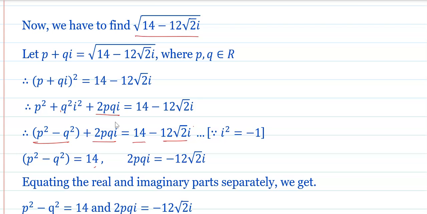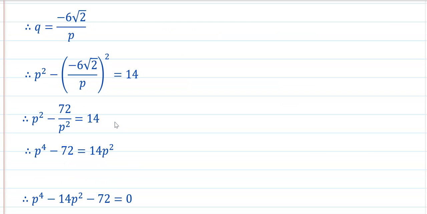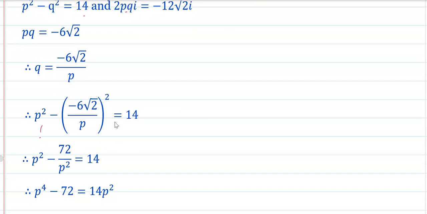Okay. Equating the real and imaginary parts separately, you will get p square minus q square equals 14, 2pqi equals minus 12 root 2i. Okay, if we divide by 2 here, i gets cancelled, then you will get pq is equal to minus 6 root 2. And what is q? q is equal to minus 6 root 2 upon p. Now we will put this value in this expression. We will get the quadratic in p square. That is, substitute here: p square minus (6 root 2 upon p) whole square is equal to 14.